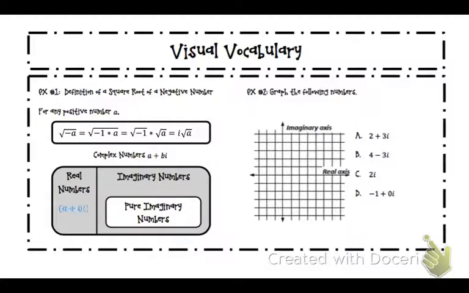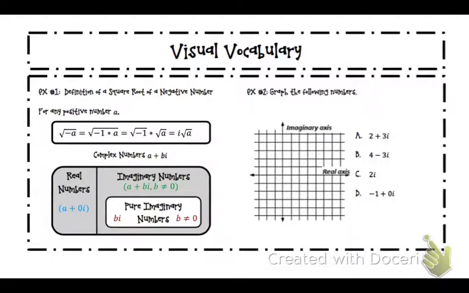So real numbers here are a plus 0i. That's basically just any number, 1, 2, 3, 4, 5, continuing on forever. It just doesn't have the imaginary in it. Imaginary numbers are a plus bi, where b does not equal 0. And then pure imaginary numbers are just bi, like 3i, 4i, 5i, 6i, and so on.